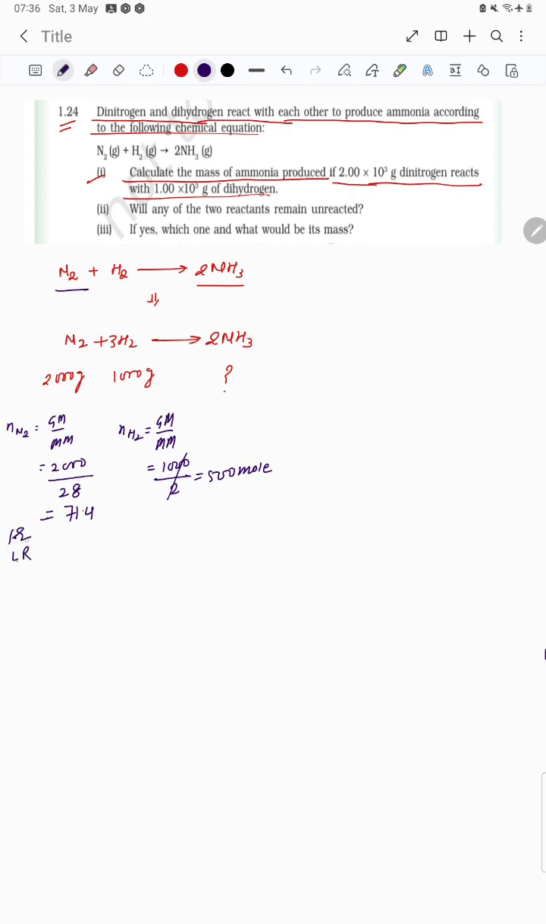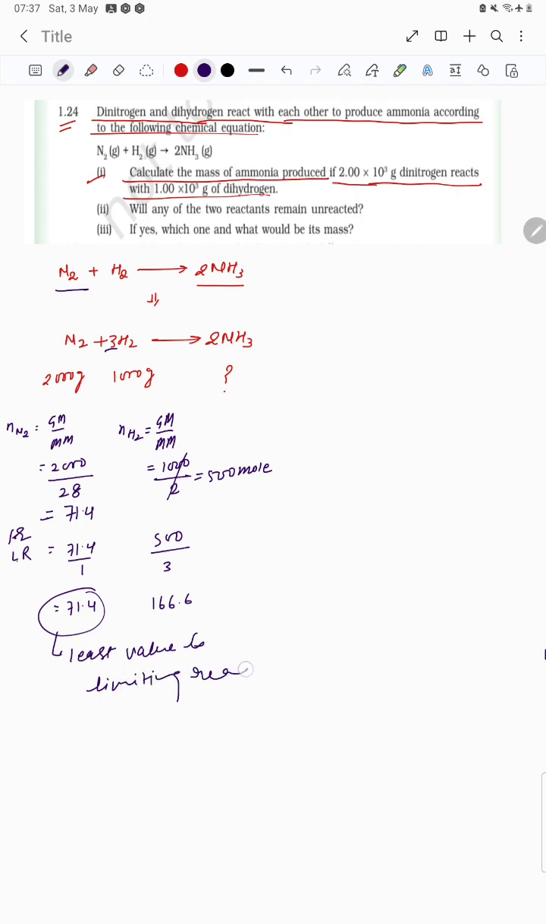Now that is for LR, student, limiting reagent. For LR we divide by coefficient. So 71.4 divided by 1, and 500 divided by how much coefficient is there, student? Here it is 3. So this value is 71.4, and if you divide 500 by 3, it is 166.6. Which one is the lowest? The least value is the limiting reagent. In bracket that will become N2.